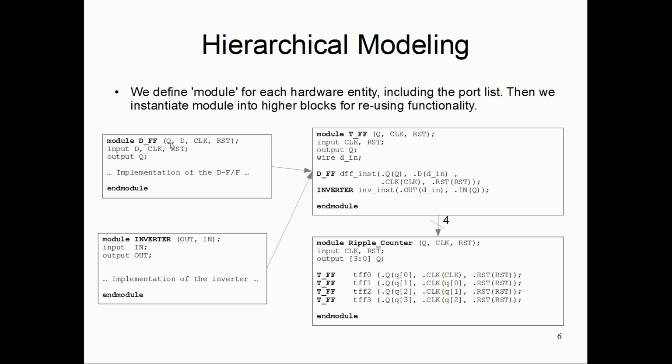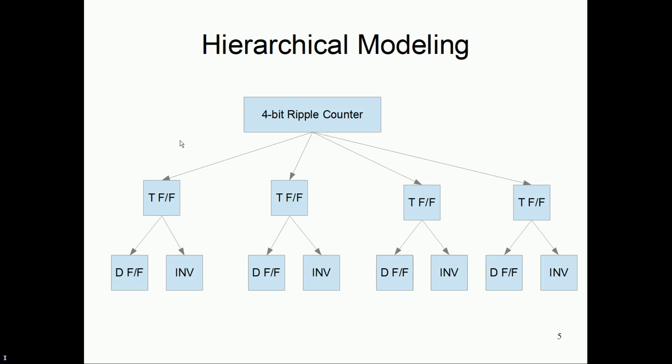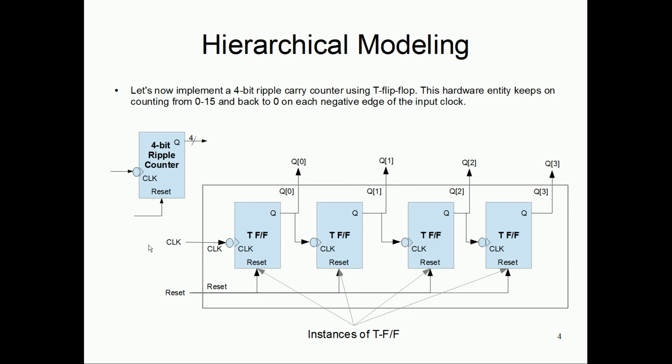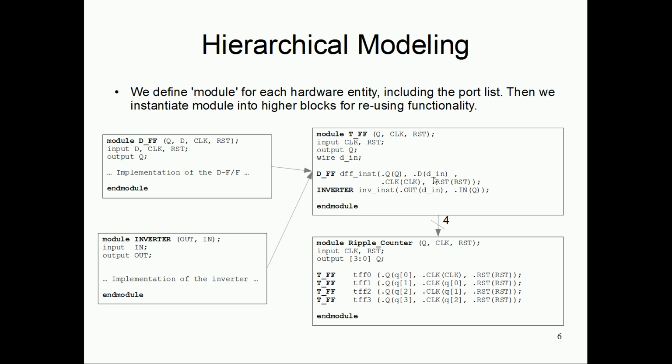Now, for the D port, if we recall the logic circuit here, the D port is connected with the internal wire from the output of the inverter. So we connected the D port of the D flip-flop, dot D, with D_in, the internal wire.